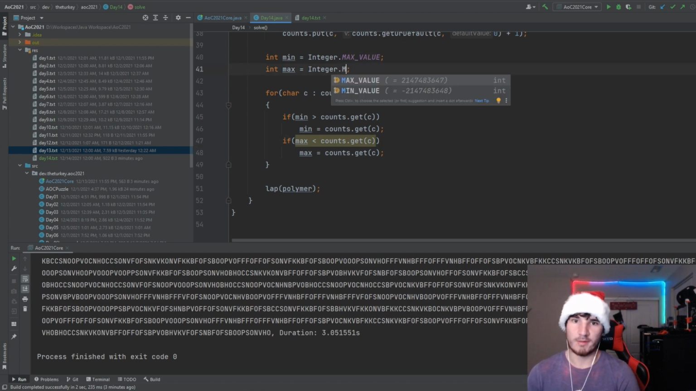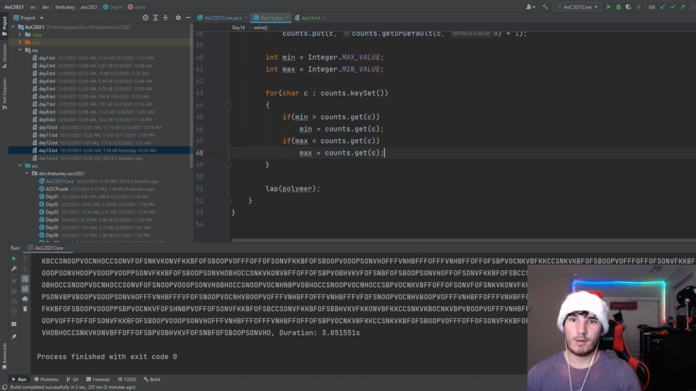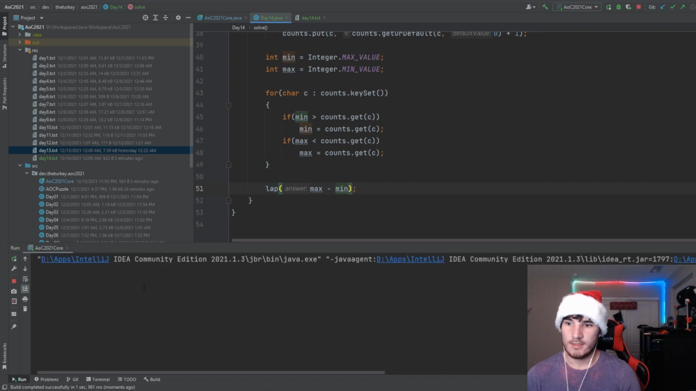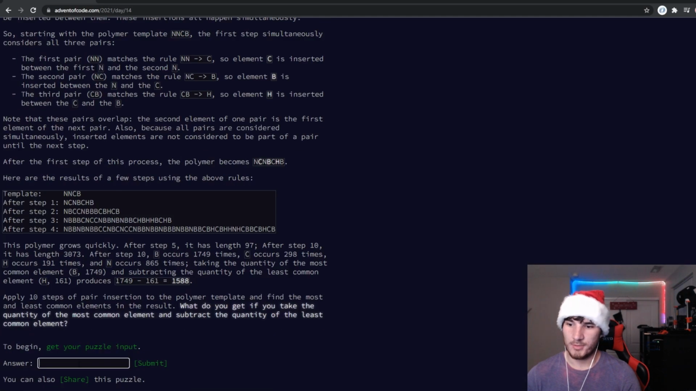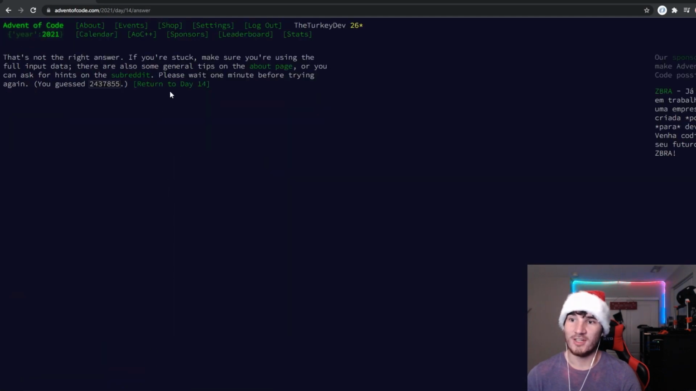Oh, because this is meant to be min value. There we go, and we can just take max minus min and this in a second should give me a number, which is our input, which is not right.